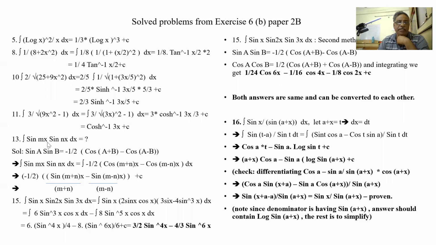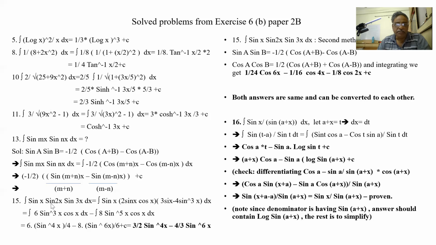Integration of sin mx sin nx dx. We know sin a sin b is equal to minus of cos(a plus b) minus cos(a minus b), times 1 by 2. So if I distribute, we'll get the cosine terms. You know the integral of cos is sin: sin of (m plus n)x by m plus n, and sin of (m minus n)x by m minus n. So half into that, plus c. So what we have done here is split into two integrable forms.